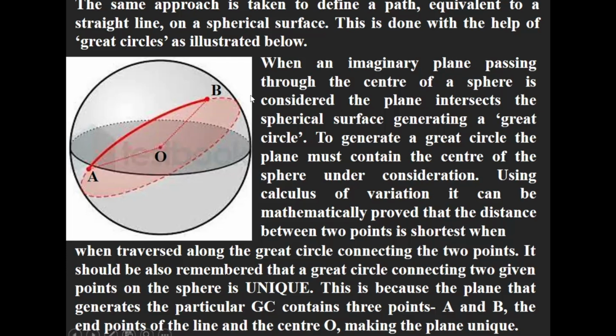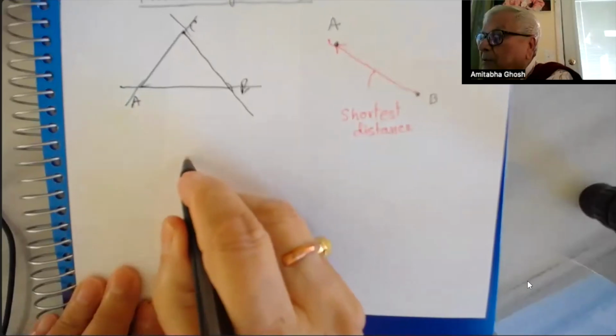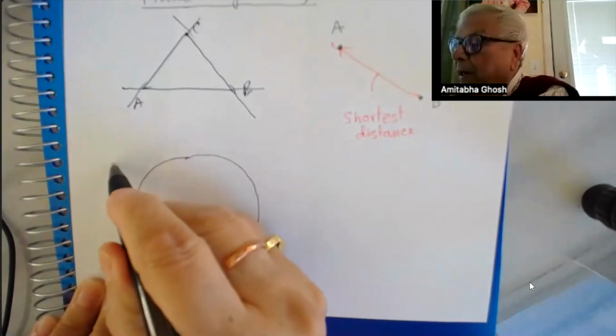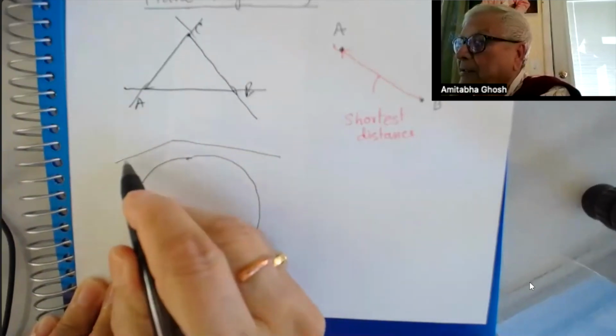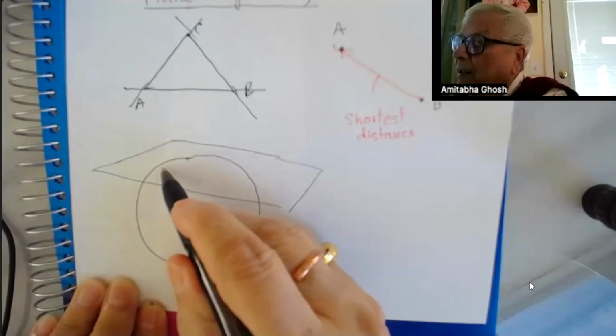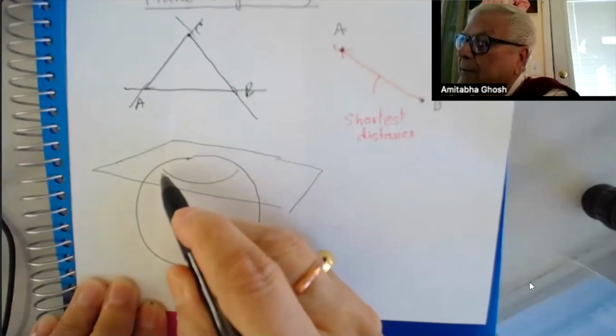Now, what is this circle? This will be a circle. You take any plane and you pass it through the center, it will give a circle of the largest possible size with that sphere. If you take any other plane, I will show you this. You have a sphere, a spherical surface, and you consider a plane like this, and it will cut it like this.